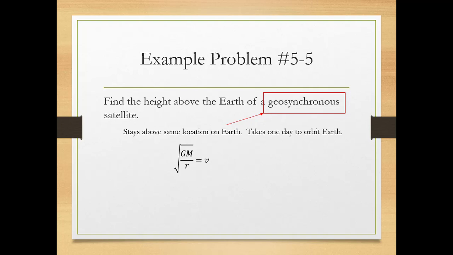So if we wanted to calculate the orbital speed, we could calculate r, the orbital radius, from the orbital speed. I know the orbital speed relates to the period and the radius.